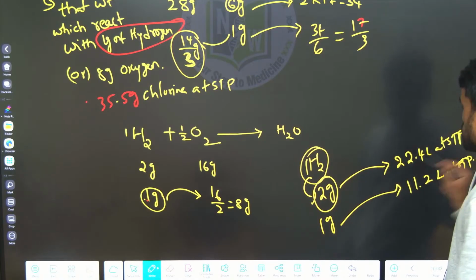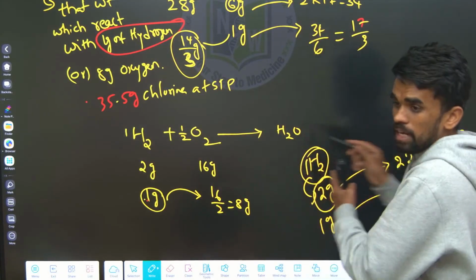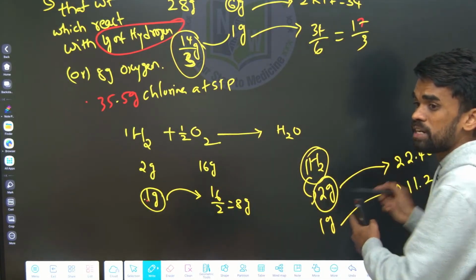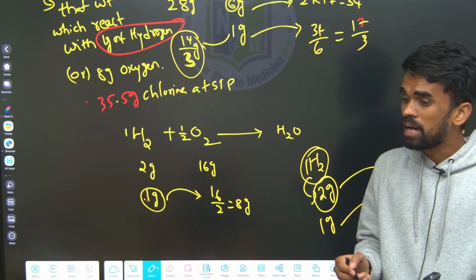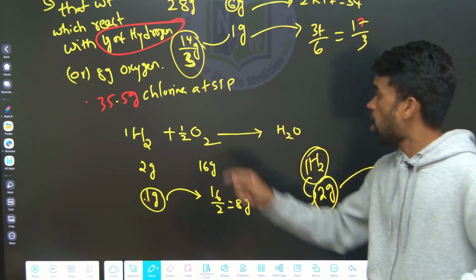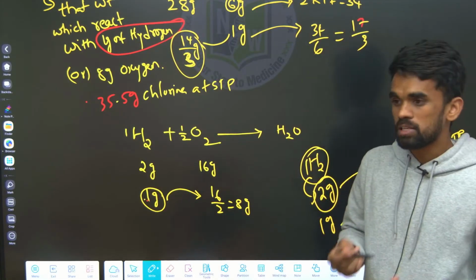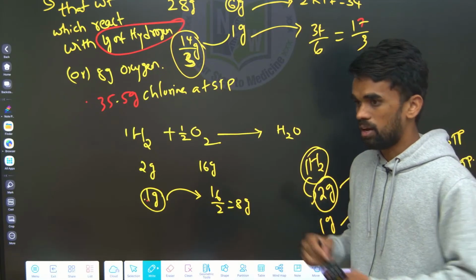So now I can also define equivalent weight as that weight which displaces 11.2 liters of hydrogen at STP, or 5.6 liters of oxygen at STP. Also I can say chlorine. Like that we can relate.